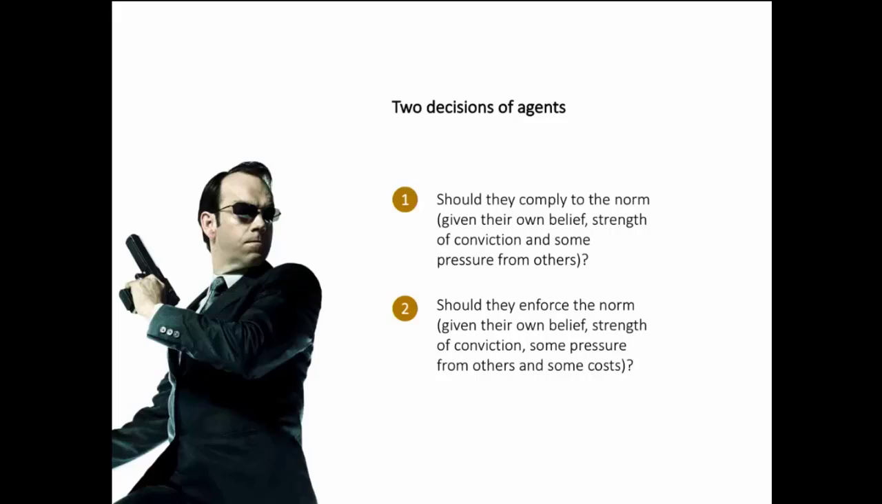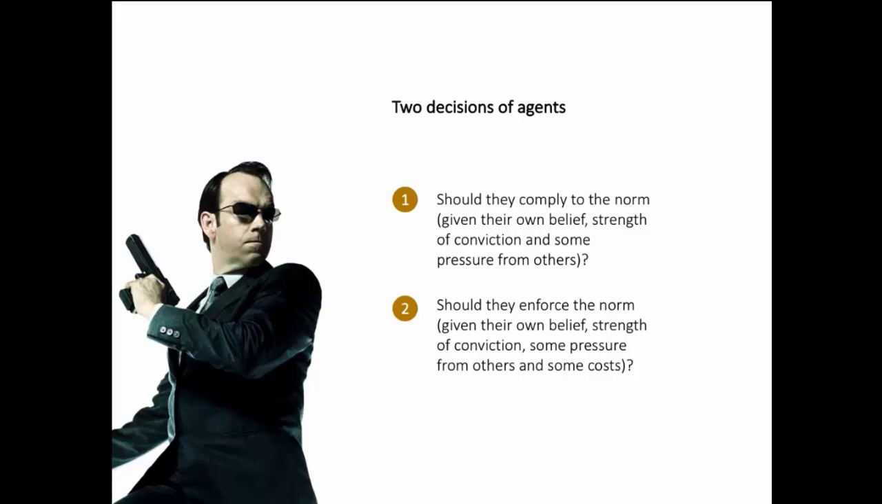So if the pressure from others exceeds at some point my own belief and the conviction that I have, then at some point I falter. Some people falter earlier, and they comply with the norm. Others who really strongly believe in one thing maybe never fall, regardless of the pressure that they get. Essentially, people make a decision to comply with a norm as a function of their own belief, the strength of the conviction, and the pressure that they receive from others.